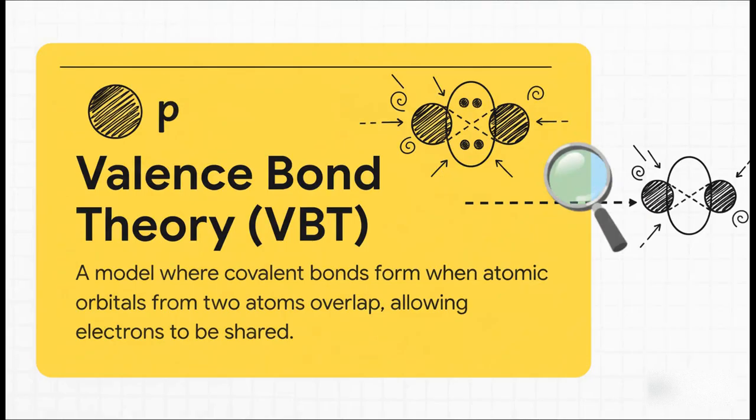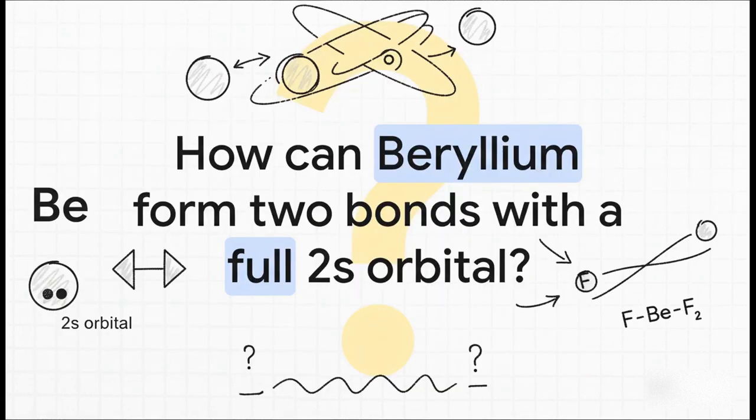To get to the how, we've got to start with something called Valence Bond Theory. And at its heart, it's actually super simple. It just says that for a bond to form, the orbitals from two different atoms have to physically overlap, kind of like a handshake. That shared space lets them share their electrons, and that's what holds the molecule together. Simple enough, right? Well, that simple idea immediately runs into a huge problem.